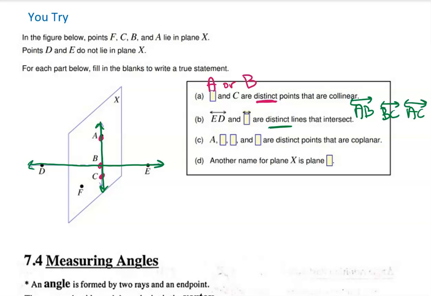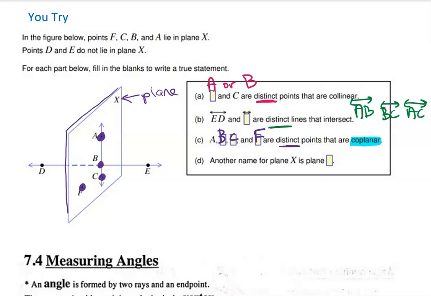Problem C. A, blank, blank, and blank are distinct points that are coplanar. So you're looking for 3 other points that are on the same plane as A is. So looking at the A right here in purple, you need to look for 3 other points that are also on the same plane. Don't count the letter X because that's a plane, named for a plane. It doesn't have a dot there, so it doesn't count as a point. Okay, so the 3 points that would have worked, and it could really be in any order, are B, C, and F. Those are all points that are on this plane right here. D is not, it's way over here. And E is not because it's way over there. It's not on the same plane as the others.